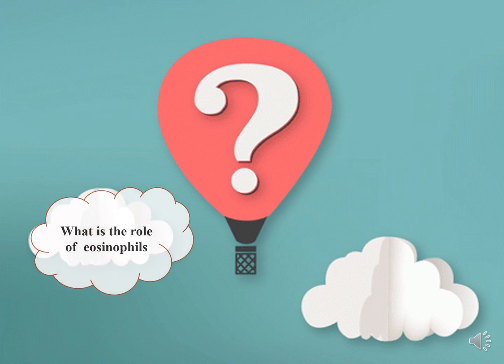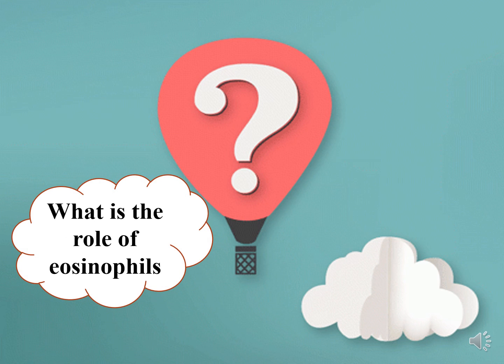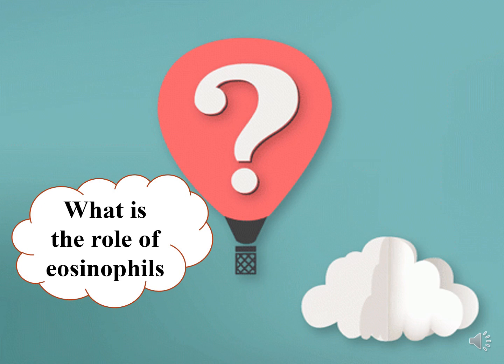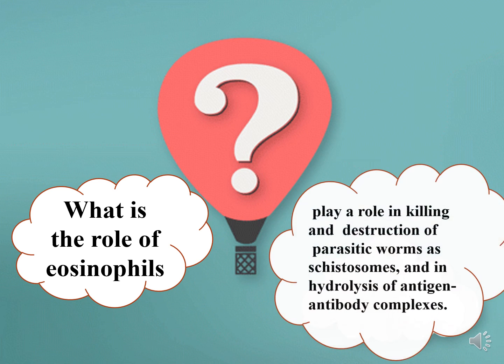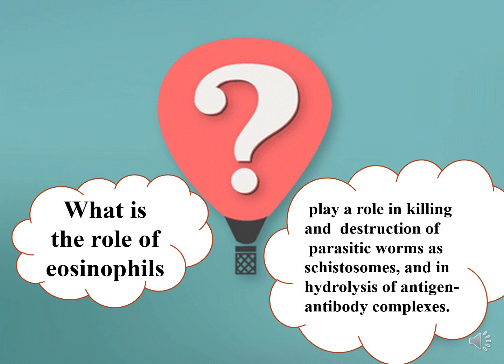What is the role of eosinophils? These cells play an important role in killing and destruction of parasites such as schistosoma and also play a role in hydrolysis of antigen antibody complexes. إذا يزيد هذا النوع من الخلايا خاصة بالإصابات الطفيلية وأيضا تلعب دور في تحطيم الانتيبودي antigen complexes.